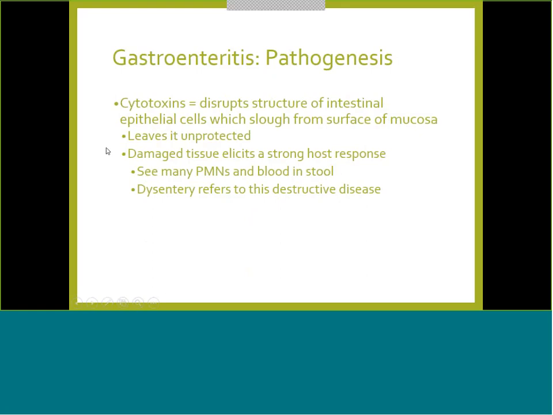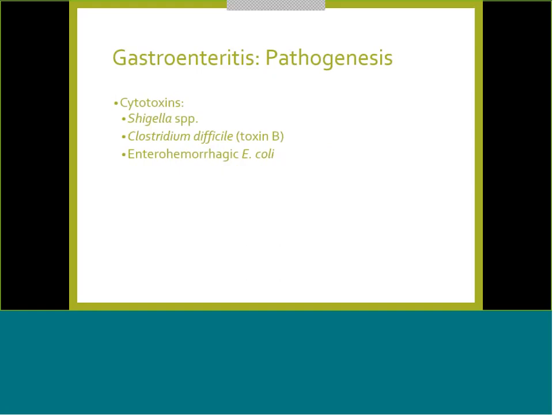Cytotoxin, cyto for cell. This disrupts the structure of the intestinal epithelial cells and causes those cells to slough off, leaving the surface unprotected, which allows the surface to get damaged. So you will see blood in the stool with this one, with lots of neutrophils as well, PMNs. Any kind of dysentery often reflects this situation. Ones that are well known to do this are enterohemorrhagic E. coli and Shigella. They share a very similar toxin called Shiga toxin, which is a type of cytotoxin. And then the other one would be your C. difficile.